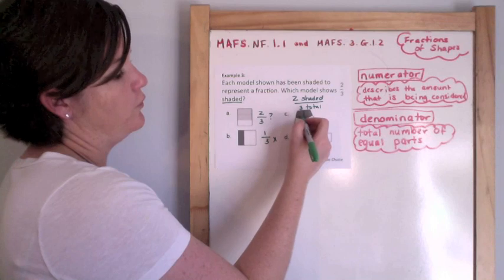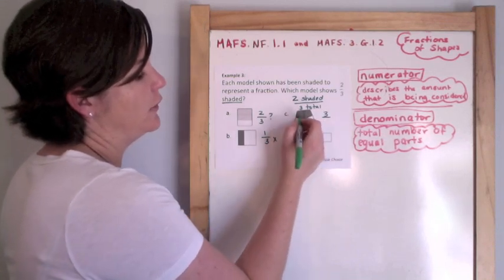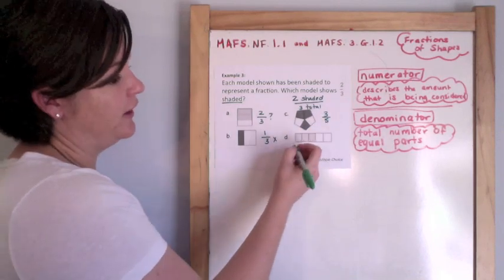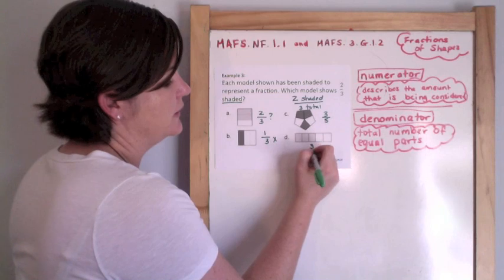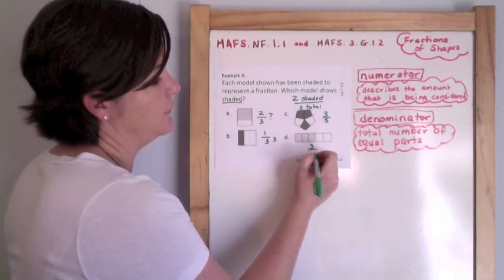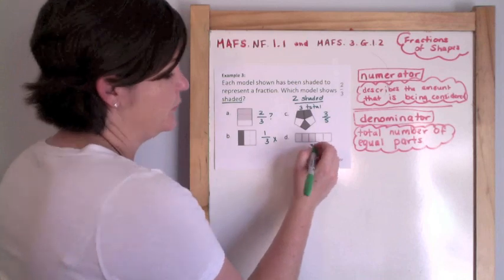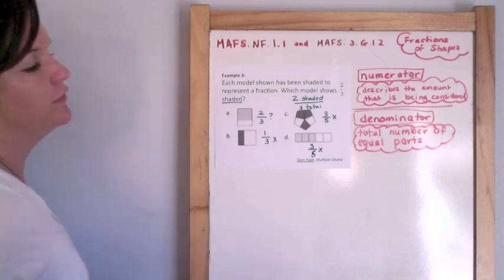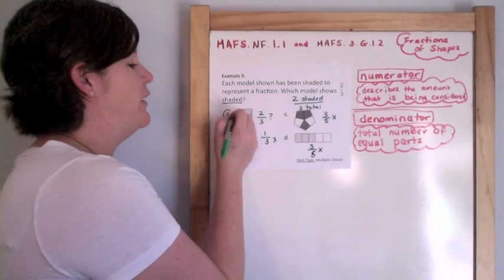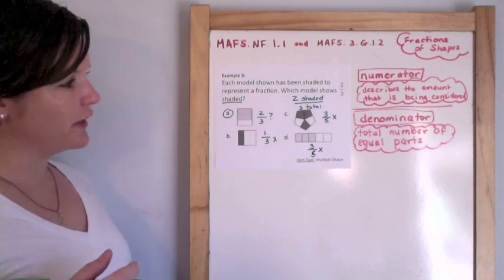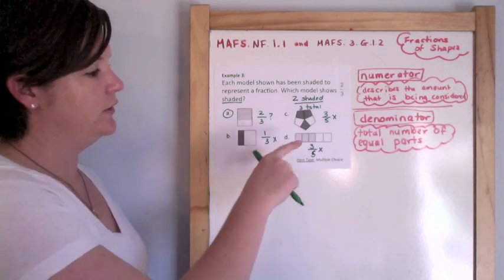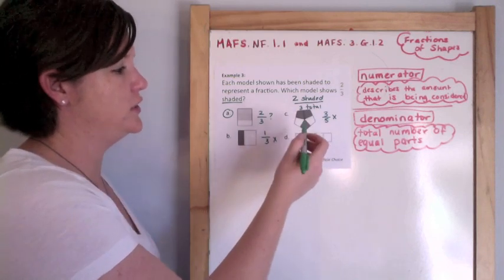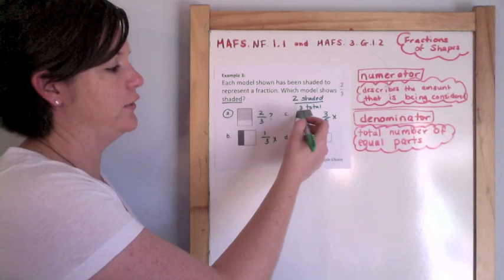Here I have 1, 2, 3 that are shaded out of 1, 2, 3, 4, 5, so 3/5. And here I have 1, 2, 3 shaded out of 1, 2, 3, 4, 5. So again, 3/5. So neither of those are the answers. This is the answer. However, some students would get tricked because they would say, well, this one has 2 not shaded and 3 shaded, so they would think that it was 2 out of 3, but it's not.